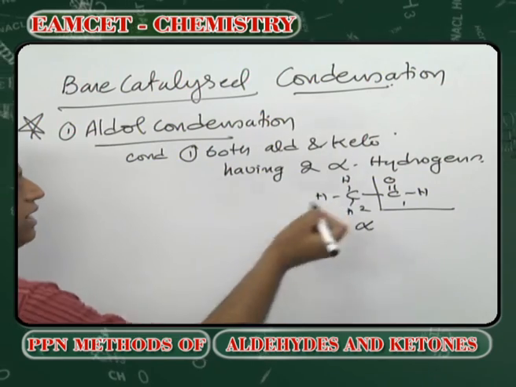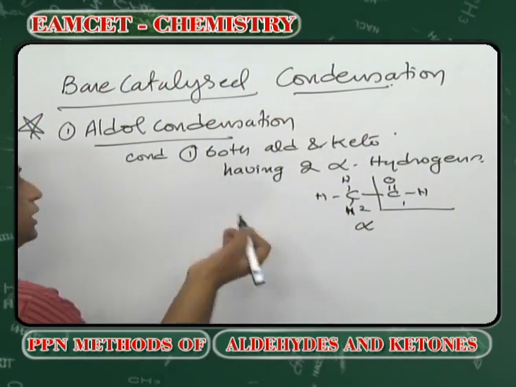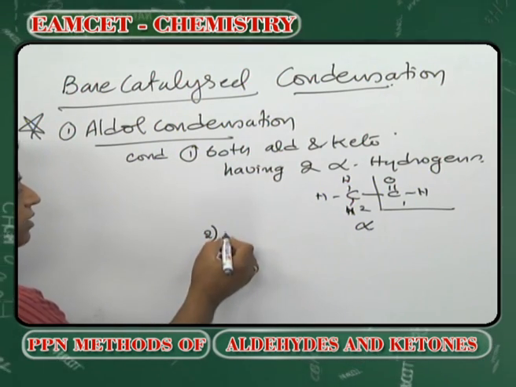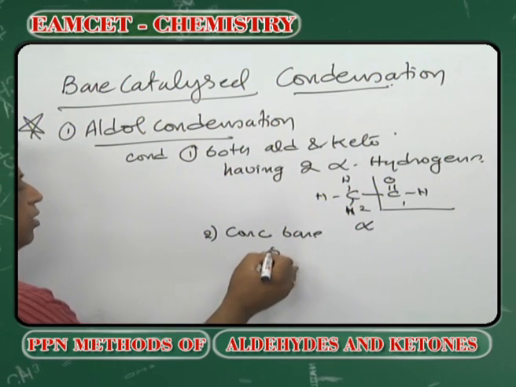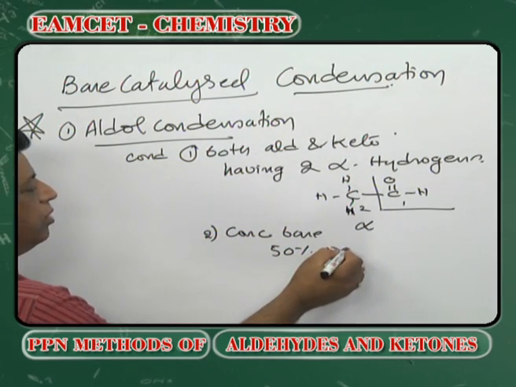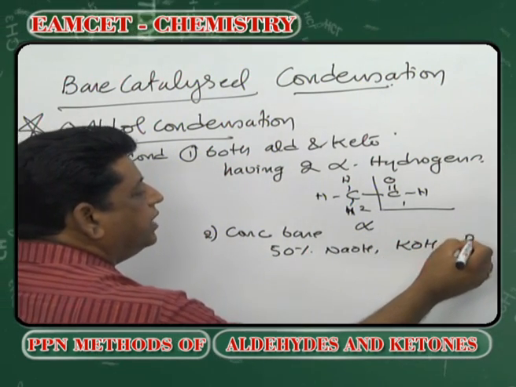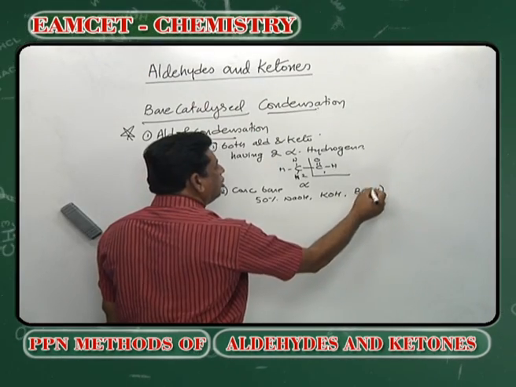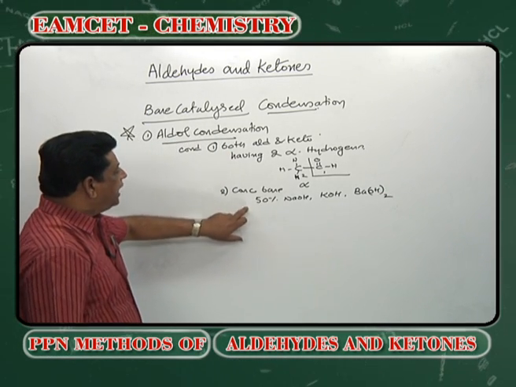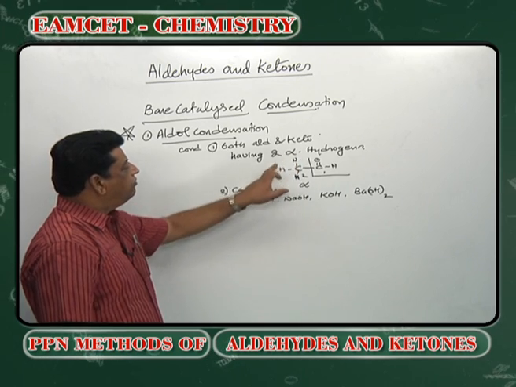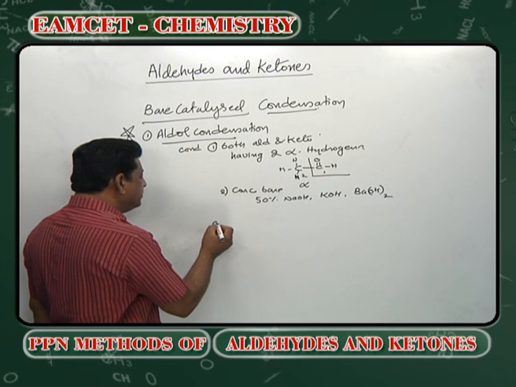Acetaldehyde, for example, has 3 alpha hydrogens, wonderful. So a minimum of 2 alpha hydrogens should be there. Both aldehydes and ketones undergo this. The second requirement is a concentrated base, mostly 50% sodium hydroxide or potassium hydroxide, sometimes even barium hydroxide is mentioned in some cases. So one base should be there and the compound should have 2 alpha hydrogens in the given aldehyde or ketone. Simple examples we will discuss first.